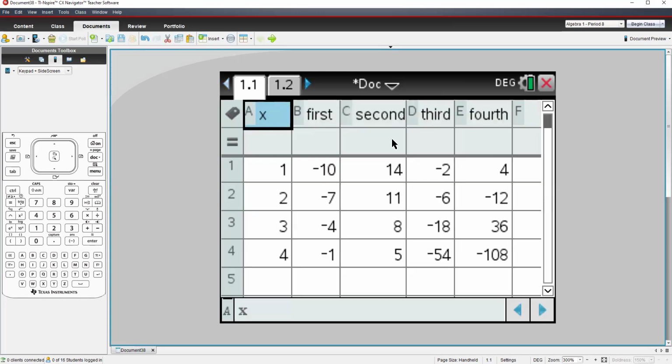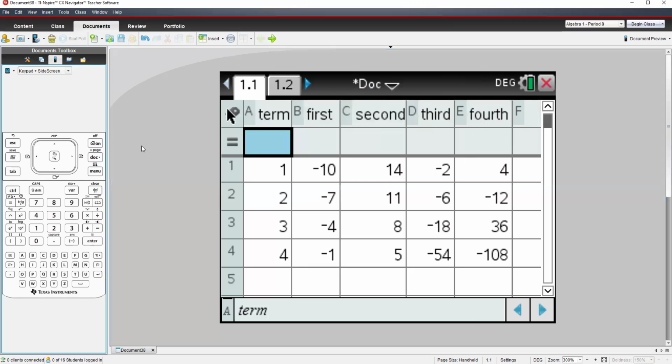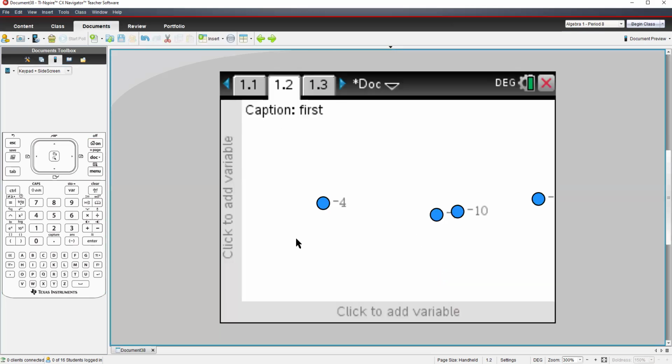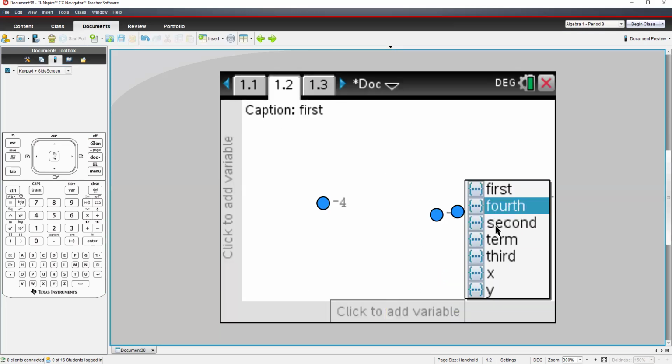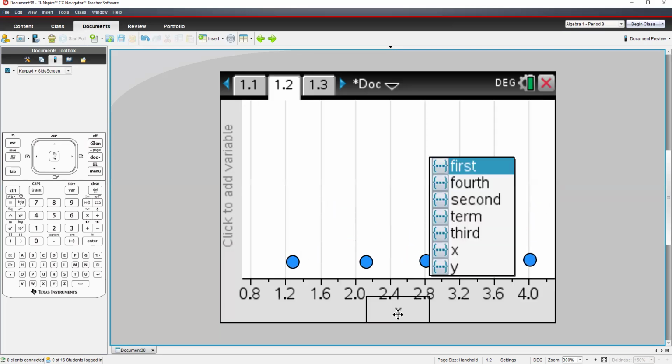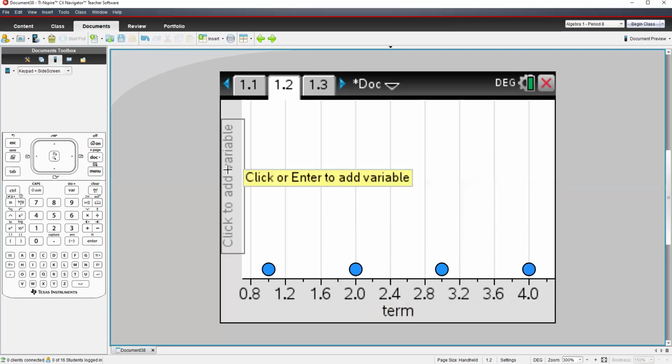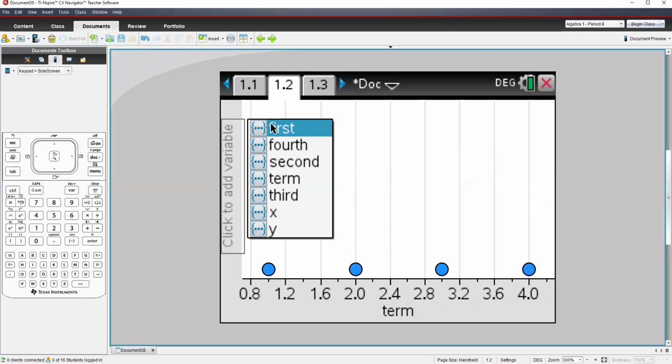I've already entered these to save time. X stands for the term number: the first term, second term, third, fourth. And then here are my answer choices. This is the first sequence, here's the second sequence, here's the third sequence, here's the fourth sequence. Now all I'm going to do is create four scatter plots, with term on the horizontal axis, and then check them all.